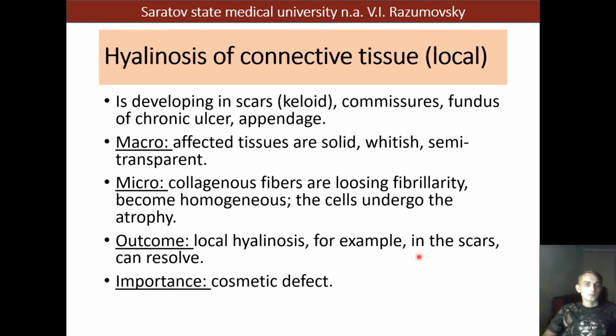Local type of hyalinosis of connective tissue develops in scars, with special names like keloid scars, commissures, floors of chronic ulcers, and so on. Macroscopically, affected tissue is solid, viscid, semi-transparent. Microscopically, collagenous fibrils are losing fibrillarity, become homogeneous, the cells undergo atrophy.